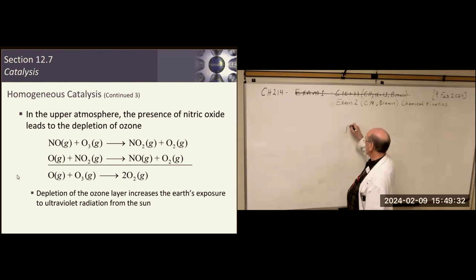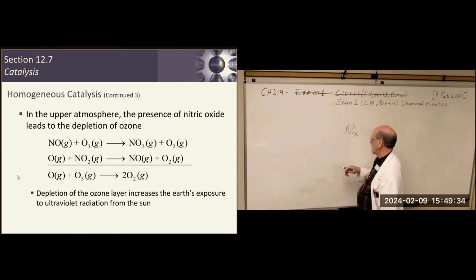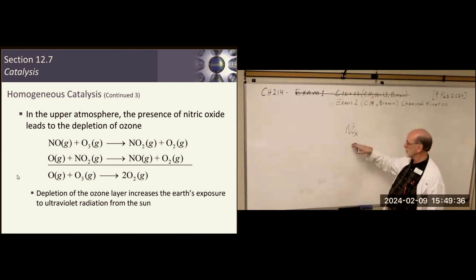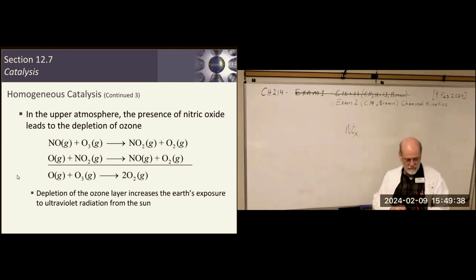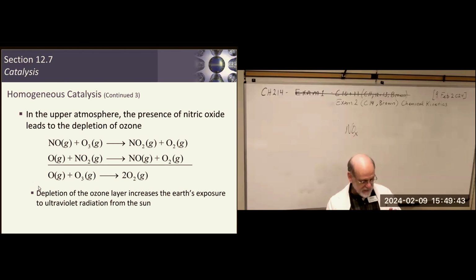But they would measure nitrogen oxides. It's a mixture of different ratios of oxygens to nitrogens. And when these things drift up into the upper atmosphere, they catalyze the decomposition of ozone. That's what this is. This NO is a catalyst. And notice it goes in one end and it comes out the other. And the overall reaction is simply O plus O3 yields 2O2.